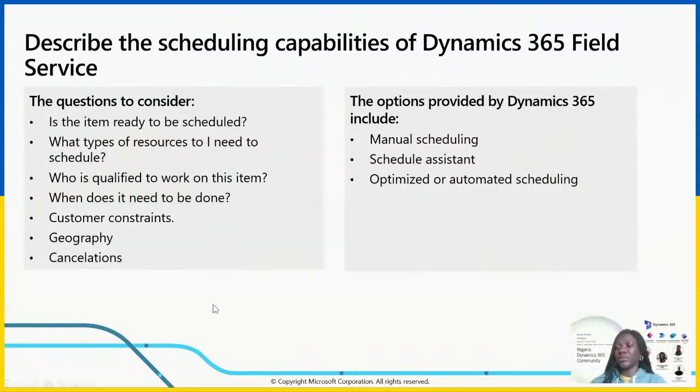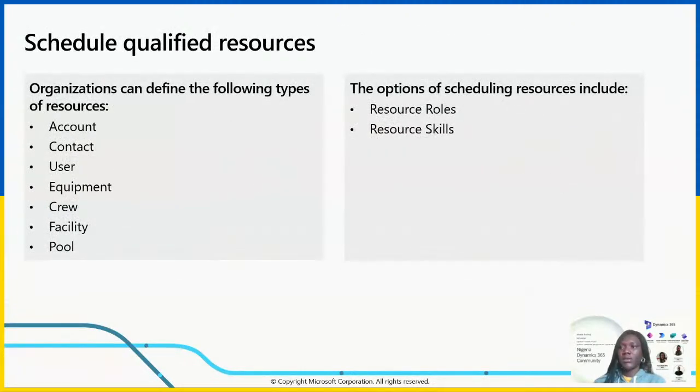So these are the three options available to us. Let's take a look at it. Now, organizations can define the following types of resources. Specific resource roles in organizations can be associated to different resources. Roles can be added to specific resources and schedulable items like work orders to ensure that only resources with that role are suggested as people to work on the item. So that's what we talk about as resource roles.